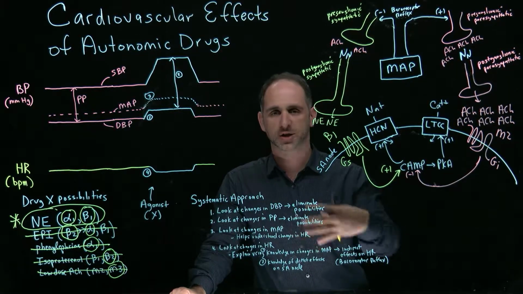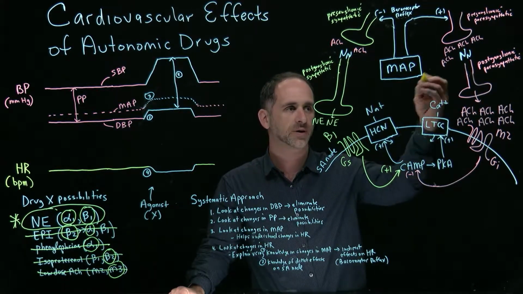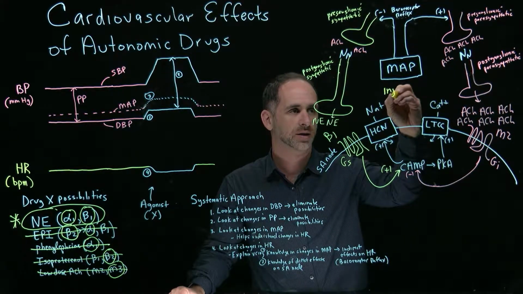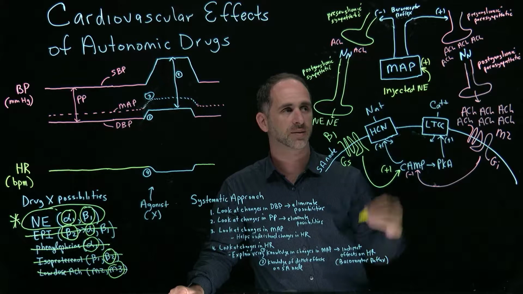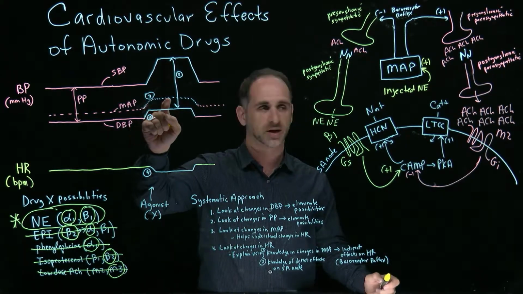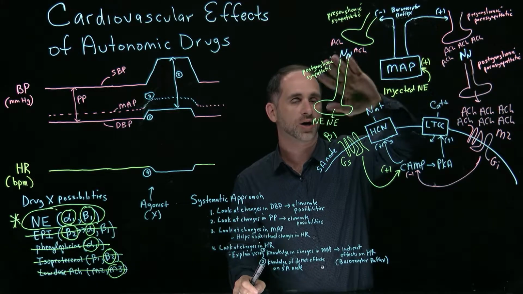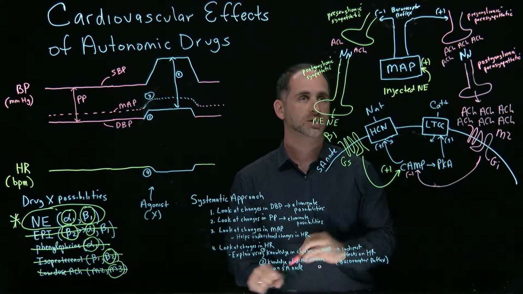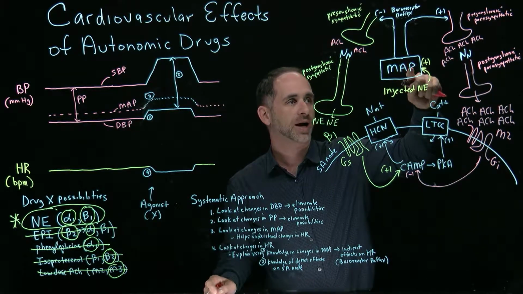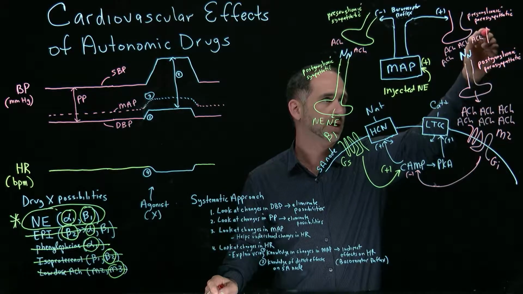This is not endogenous norepinephrine. This is an exogenous injection of norepinephrine. So the norepinephrine that we've injected, the injected norepinephrine, is going to have a positive effect on the MAP, as we see here. And what is that going to do to our autonomic nervous system?